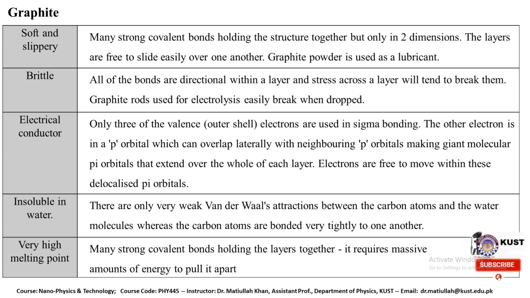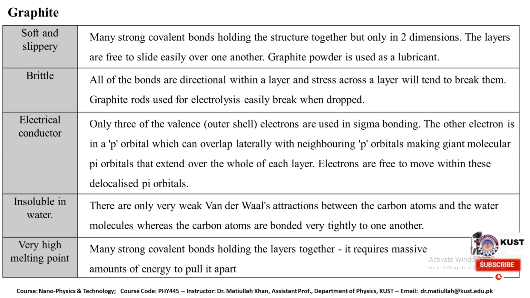So many strong covalent bonds holding the structure together, but only in 2 dimensions. So the layers are free to slide easily over one another. So graphite powder is used as a lubricant. Similarly, it has a brittle nature.